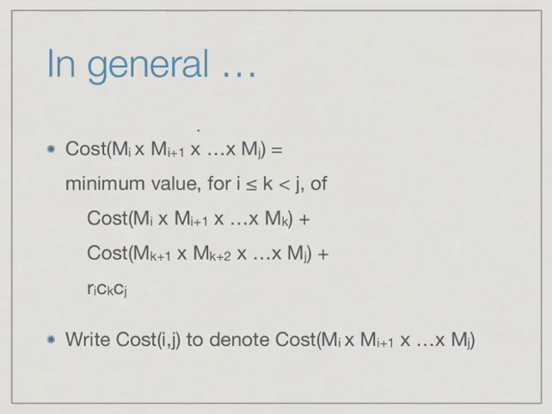So in general, if we have a segment from mi to mj, then we want the smallest value among all the values of k from i to j minus 1. We want the minimum cost which occurs from computing the cost of mi to mk and mk plus 1 to mj, and the cost of this final multiplication, which is ri into ck into cj. So this quantity we will write as cost ij. Cost ij is the cost of computing the segment from mi to mj, which involves picking the best k. We use the same recursive inductive definition, choose the best k.